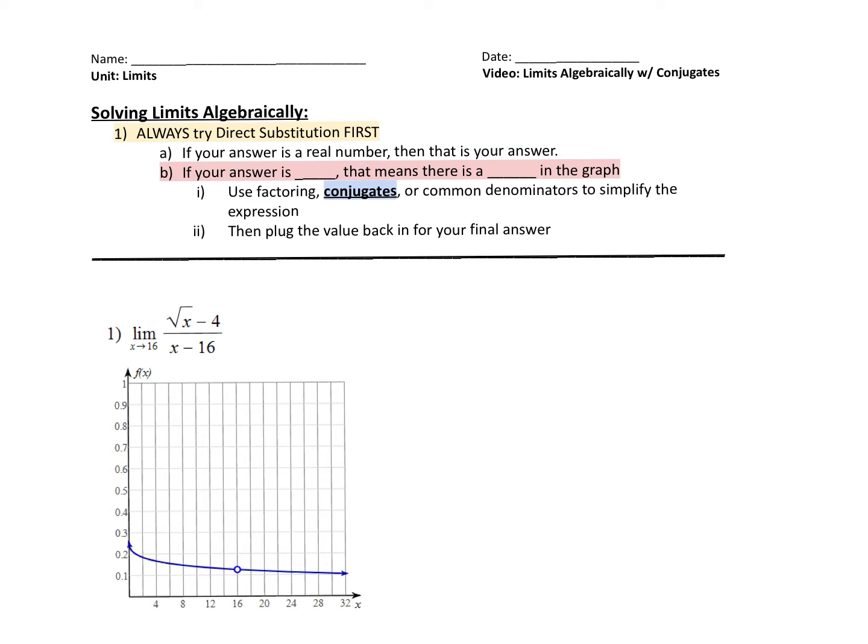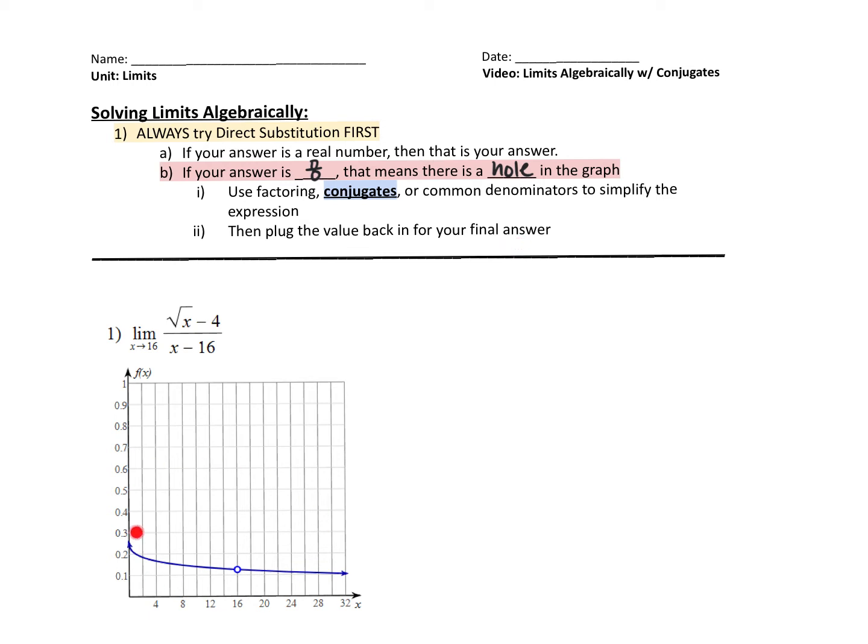Hi everyone, in today's lesson I'm going to teach you how to solve limits algebraically that involve conjugates. So as always with limits algebraically, we're always going to try direct substitution first. If your answer is a real number, then we know that that's our answer. And we know that if our answer is 0 over 0, that means that there is a hole in the graph. Today we're going to talk about another technique that can get rid of the hole, which is a conjugate. And then as always, we'll plug back into our equation for our final answer.